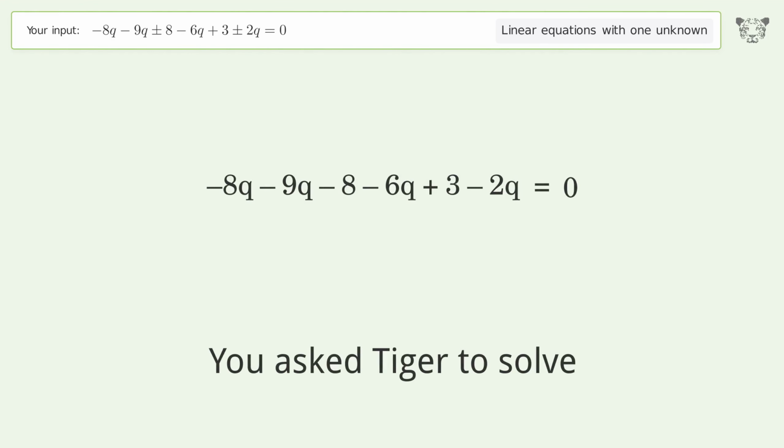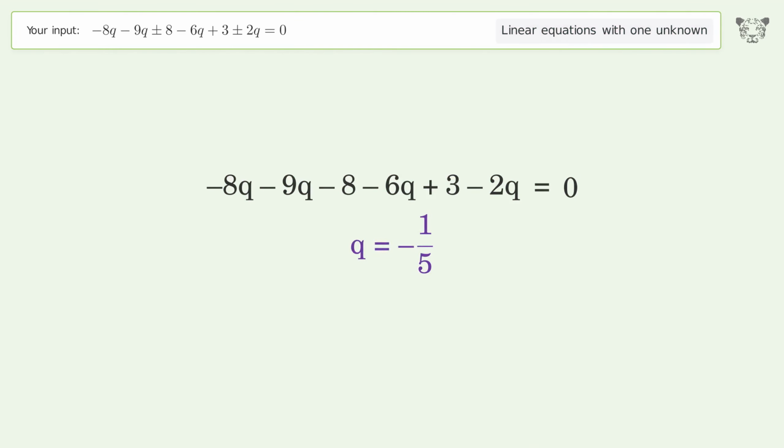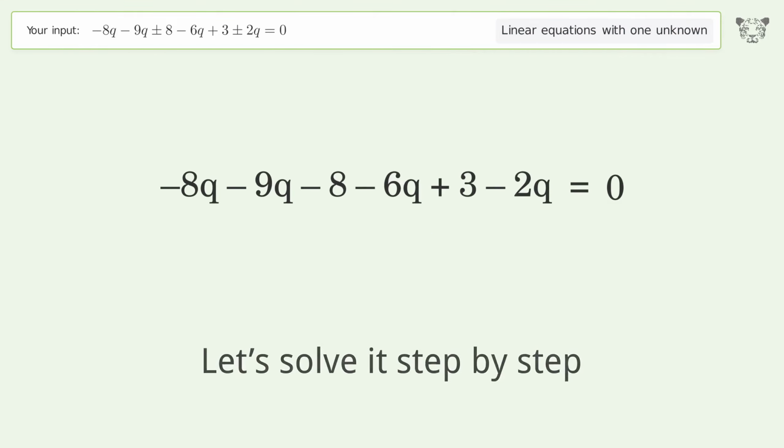You ask Tiger to solve. This deals with linear equations with one unknown. The final result is q equals -1/5. Let's solve it step by step.